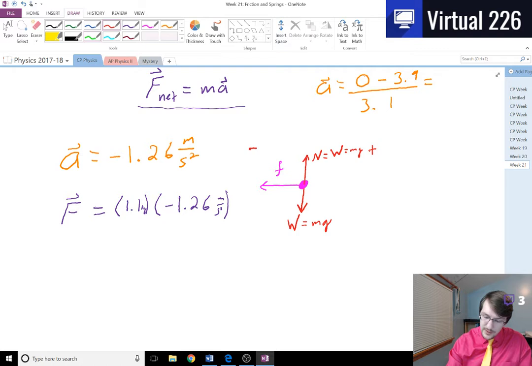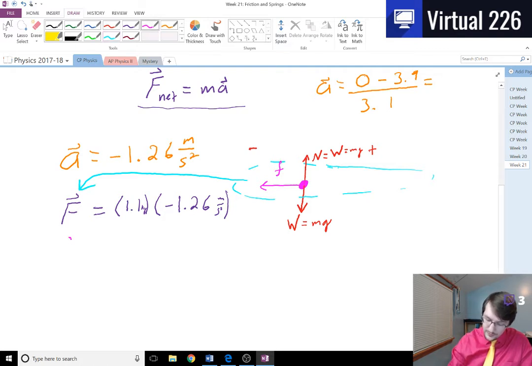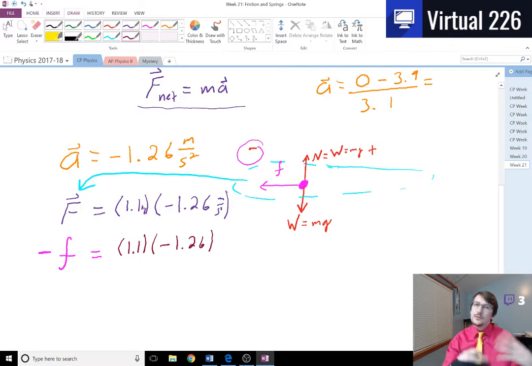So that normal is going to also equal mg. So in our x direction, the way the block is moving, for our F equals ma equation, we only have one force. It is the force of friction, F, and it is in the negative direction, so it's negative. And that has to equal the 1.1 times negative 1.26. So F, the only force here is friction, equals ma.